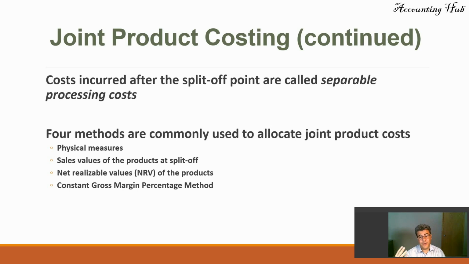We have four methods, so we have four videos about joint products, and they are all in our video description: physical measures, sales revenue, net realizable values, and constant gross margin percentage method.